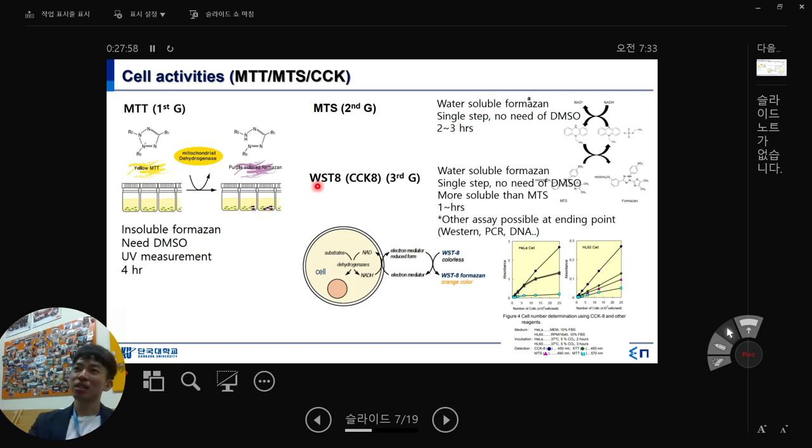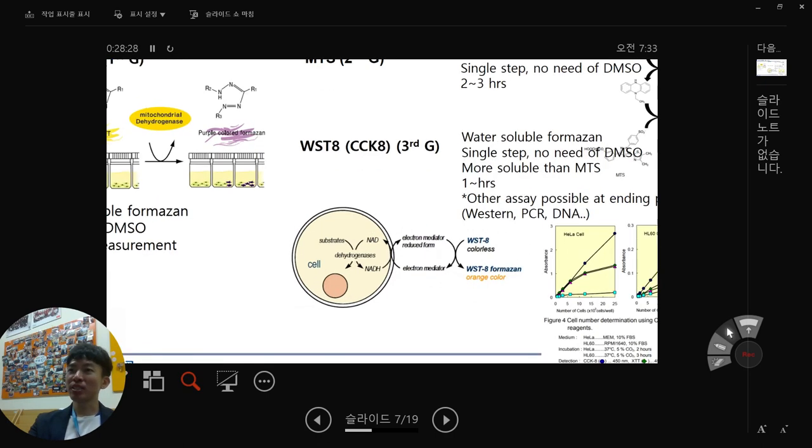So I made WST8, which means CCK, aka CCK. This is third generation, water soluble, single step, more soluble than MTS. So from 1 hour you can detect, and even other assays are possible at the end point, like Western, PCR, DNA. Because of this greater solubility, there's not much toxicity to your cells. So basically, you have a substrate like CCK8 or WST8 solution, a dye, converted to soluble formazan, from colorless to orange. This CCK solution also has this electron mediator.